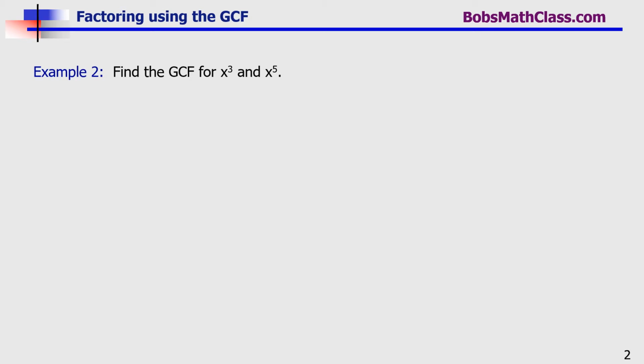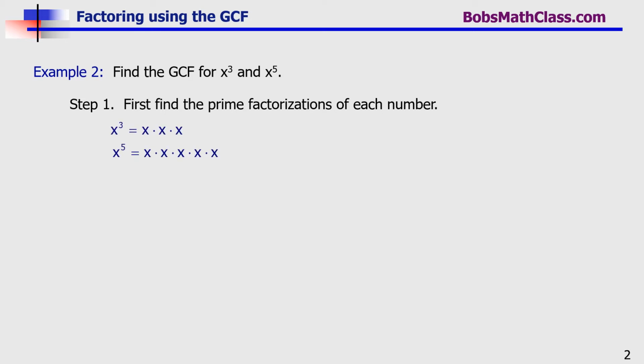Now let's talk about variables. x to the third and x to the fifth. I'm going to give you a rule after we do this, but just be patient. We're going to talk about x to the third and what it means. Well, let's find the prime factorization. It's really not a number, it's a variable. x to the third means x times x times x. And x to the fifth means there's 5 of them, 5 x's.